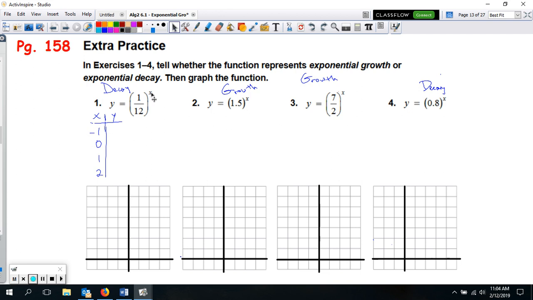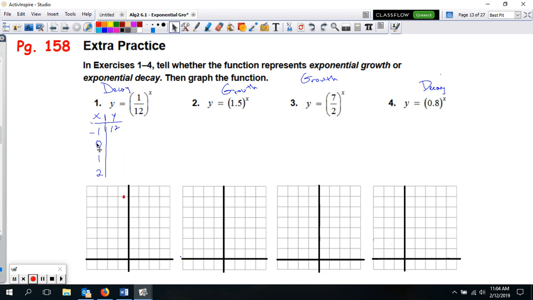If I plug in a negative exponent, what that's going to do, for a fraction, is flip the fraction upside down. And so that's what we're going to see here. So for -1, it's going to flip this around and make it 12/1, which is just 12. And so we can plot that point. I'm going to go every box worth a half. So I'm going to go -1 is just halfway here, and then 2, 4, 6, 8, 10, 12. And there's -1, 12.